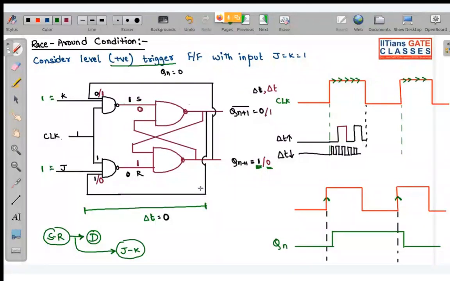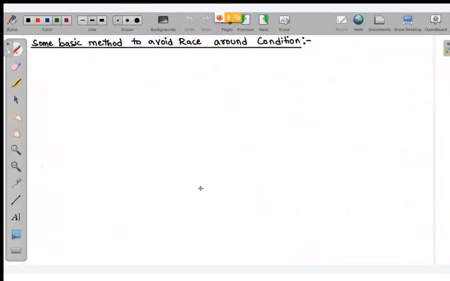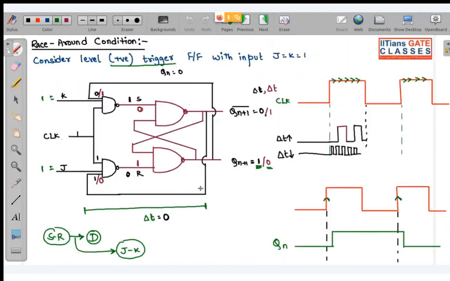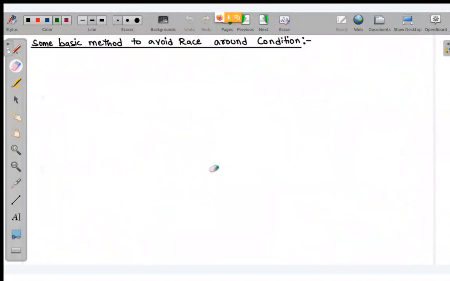Now, can you suggest any method with the help of which we can actually avoid this race around condition? Now don't tell me, sir, we will remove this feedback. Then this will not be JK flip-flop anymore. This will become SR flip-flop again, and we know what the problems of SR flip-flop are. So we cannot do that. So tell me some methods with the help of which we can remove this race around condition.